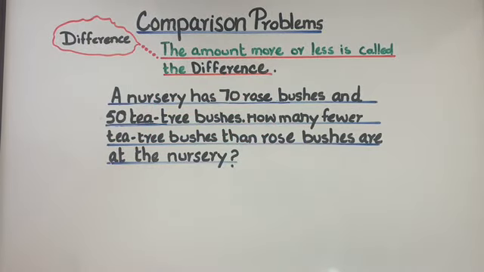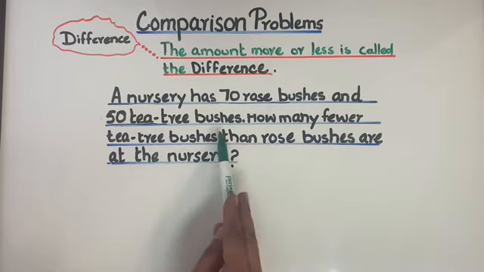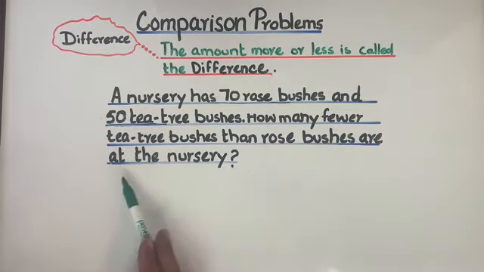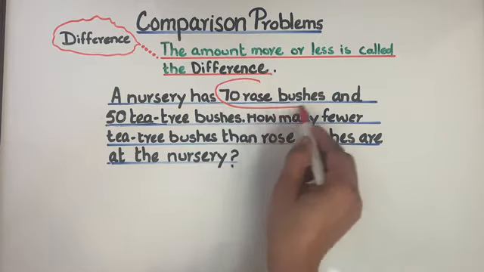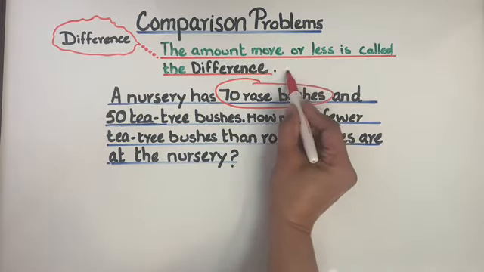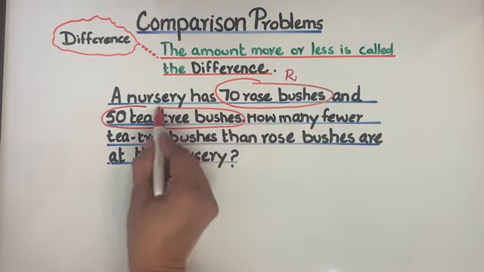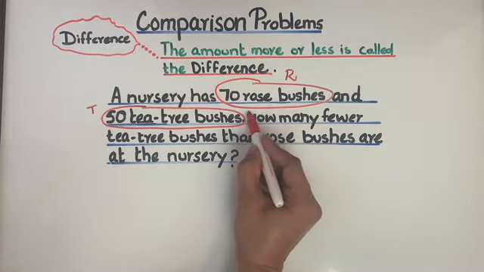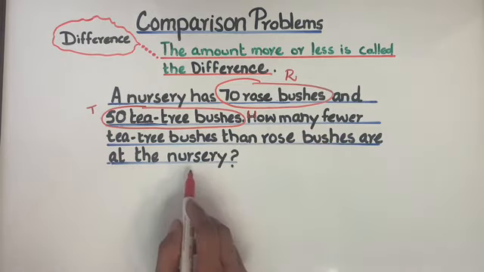Our first problem is, a nursery has 70 rose bushes and 50 tea tree bushes. How many fewer tea tree bushes than rose bushes are at the nursery? First, I'm going to highlight the main points. 70 rose bushes, and I'm going to use R for rose bushes. 50 tea tree bushes, and I'm going to use T for tea tree bushes. What we have to find is how many fewer tea tree bushes than rose bushes are at the nursery.